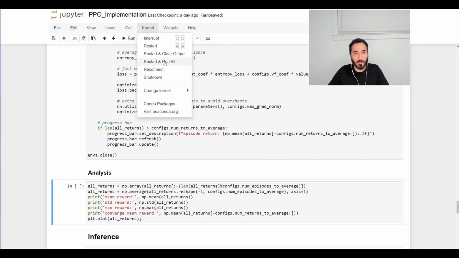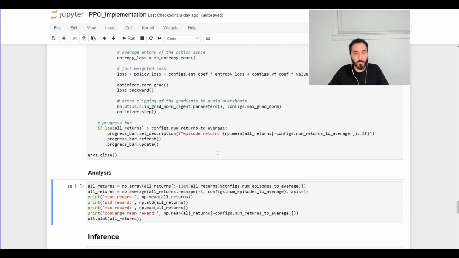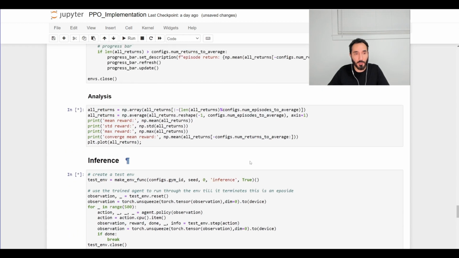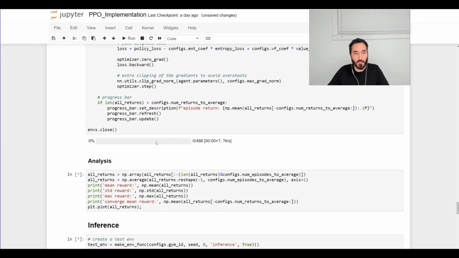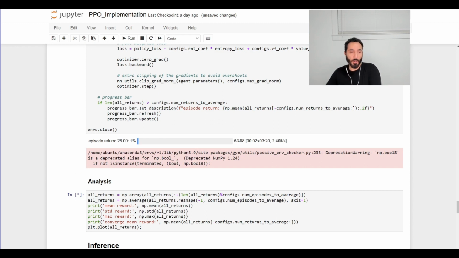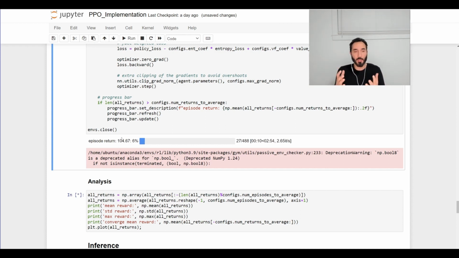While it's being trained, I will talk a little bit about some of the terms that we see. So note that I'm printing the return of the episodes here. And basically, it starts with some play out, and whenever it terminates, it prints some of those terminated games here. And as you can see, it's increasing. It started with something like 20 or so, and it is increasing as we go over the training.